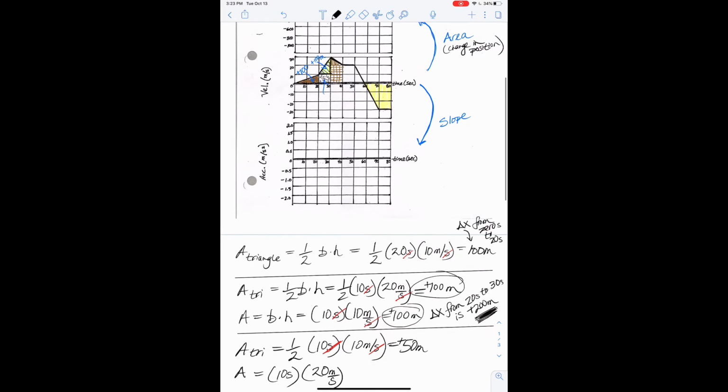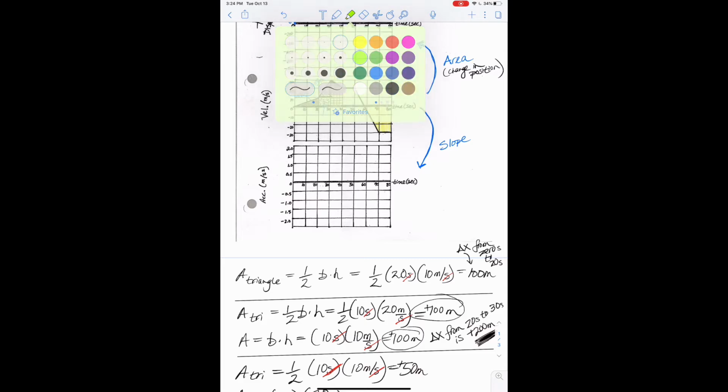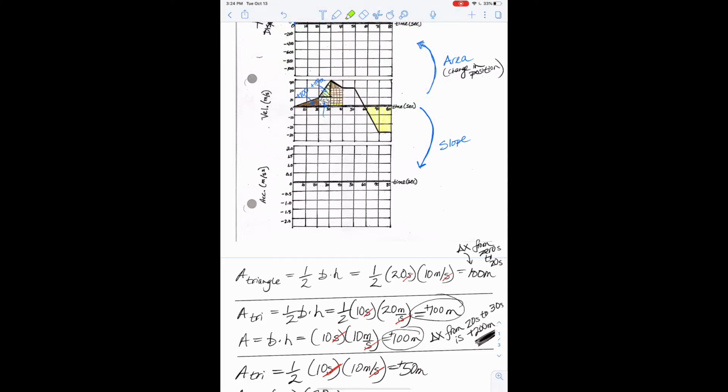I think everybody can see that, right? This base, let me get my highlighter. This base right here. Dang, that's just not coming through really well. Let me try bright green. All right, that's a little bit better. That base is right there, is just 10 seconds, and the height is right here on the side, and is equal to from 0 to 20, so it's 20 meters per second.